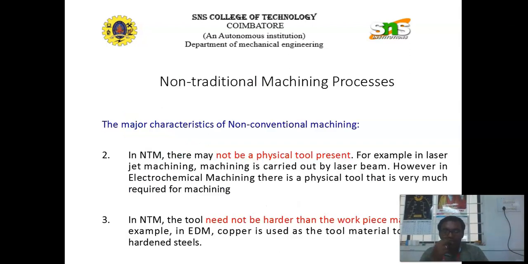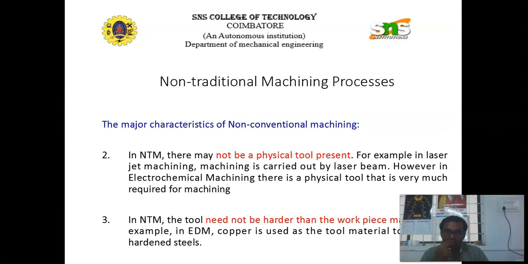Next, in non-traditional machining processes, there may not be a physical tool present. For example, in laser beam machining, machining is carried out by the laser beam. However, in electrochemical machining, a physical tool is very much required. In non-traditional machining, the tool need not be harder than the workpiece material, whereas in conventional machining, the tool should be harder than the workpiece material.